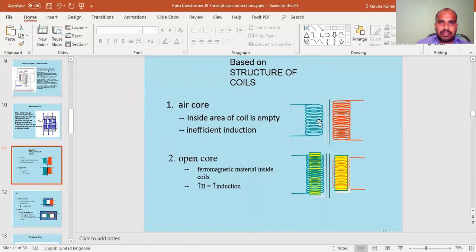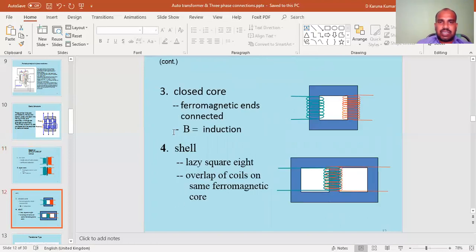Okay, this is the air core. The base structures of the coils are based on two types. The first one is air core, the second one is open core. In the air core, the inside of the coil is empty, with insufficient conduction. The open core has permanent ferromagnetic material inside the coil, so flux density is decreased. The third one is closed core, and the fourth one is shell type.